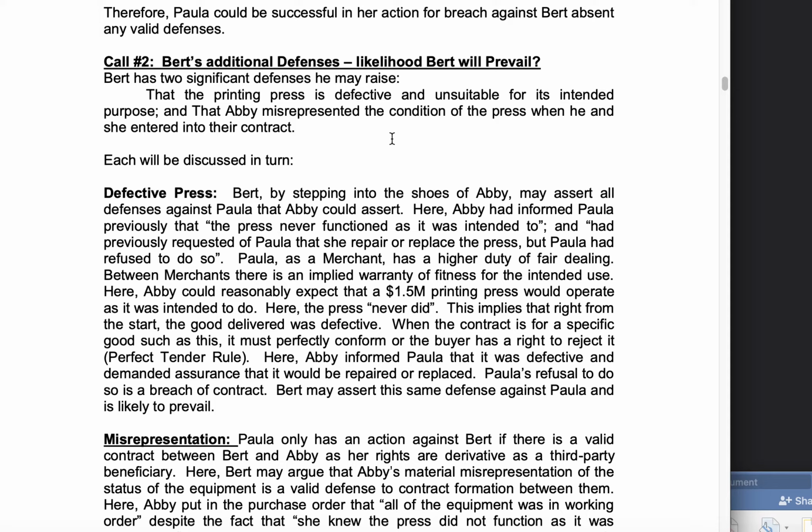Bert has two significant defenses he may raise. The printing press is defective and unsuitable for its intended purpose, and that Abby misrepresented the condition of the press and she entered into the contract. Each will be discussed in turn. So she quickly writes that in detail. She doesn't have to scroll all the way back up. She's got it right in front of her.